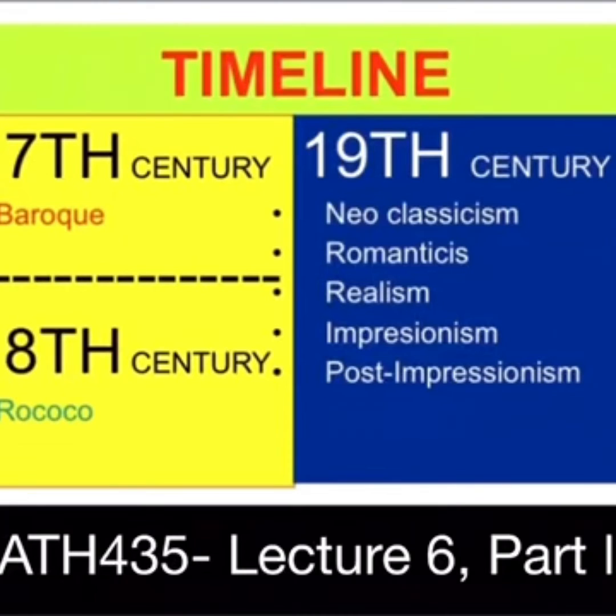So for today we want to discuss the 17th, 18th and 19th century art. So to make it simple, to make it easy, we can summarize: 17th century Baroque art, 18th century Rococo art, and in the 19th century we have 5 important movements like Neoclassicism, Romanticism, Realism, Impressionism and Post-Impressionism.